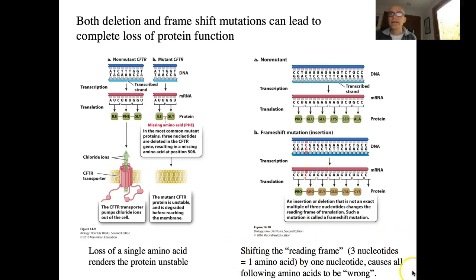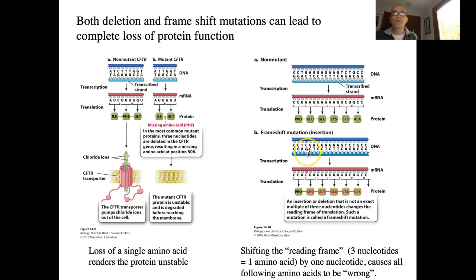And so I write here, shifting the reading frame, where three nucleotides code for one amino acid, by only a single nucleotide causes all following amino acids to be wrong. So they're all different. Here we have glutamine, lysine, serine, alanine, but here we have completely different ones. And so this will make something that might be a protein but has no function that we know of. And so therefore, the function of this protein is lost because of that insertion of a single nucleotide leading to a frame shift mutation.